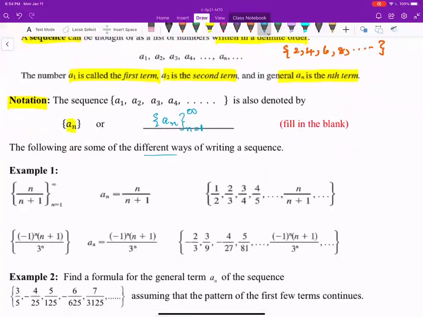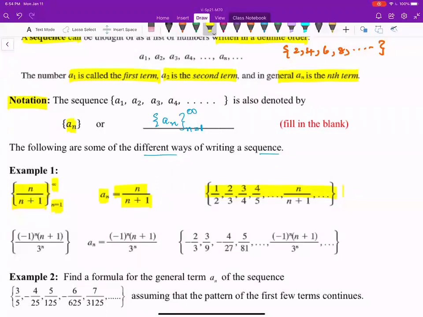The following are some different ways of writing a sequence. You can write the nth term inside curly brackets by giving where it starts and where it ends. So it's an infinite sequence, which has infinitely many terms. Or you can just write a formula for the terms, like the nth term is n over n plus 1, which means you have to give successive values for n. Then you can write down the members inside curly brackets by listing them.